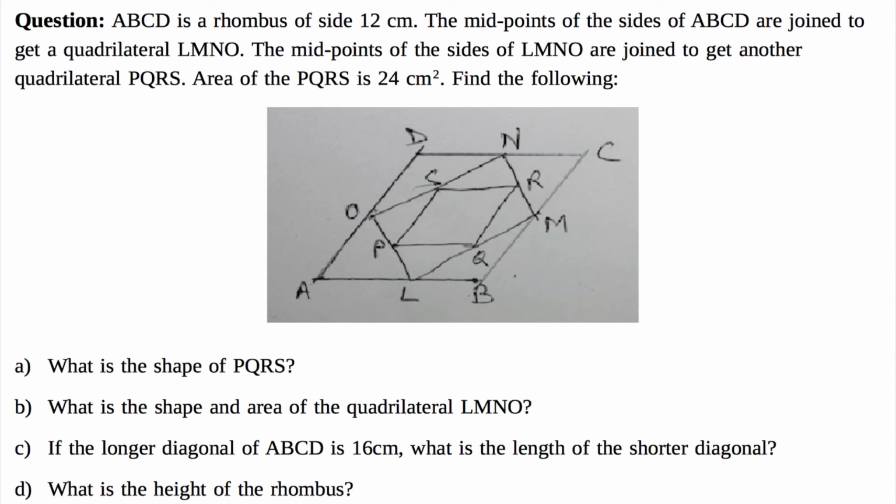Question. ABCD is a rhombus of side 12 centimeters. The midpoints of the sides of ABCD are joined to get a quadrilateral LMNO. The midpoints of the sides of LMNO are joined to get another quadrilateral PQRS. Area of the PQRS is 24 square centimeters. Find the following. A. What is the shape of PQRS? B. What is the shape and area of the quadrilateral LMNO? C. If the longer diagonal of ABCD is 16 centimeters, what is the length of the shorter diagonal? D. What is the height of the rhombus?